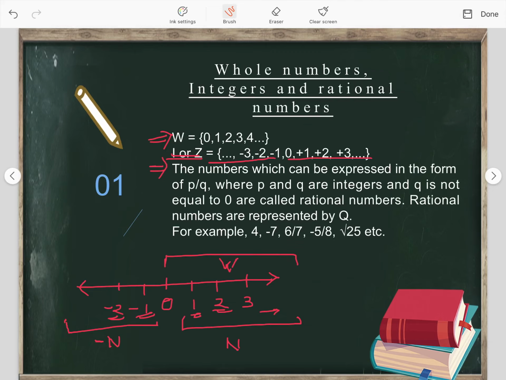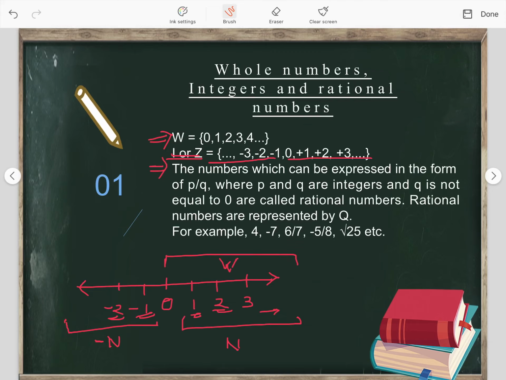P by q means it is a fraction where p is the numerator and q is the denominator. Okay, so where p and q are integers means they can be either positive or negative. That means either a positive integer or a negative integer. Okay, and q is not equal to 0. Q cannot be equal to 0. If the denominator is equal to 0, then the answer will be not defined. Yes or no? We will discuss.